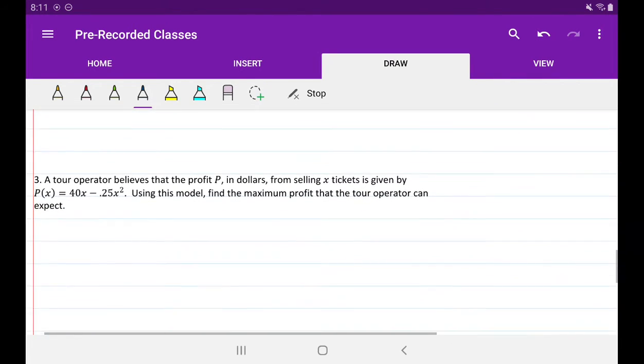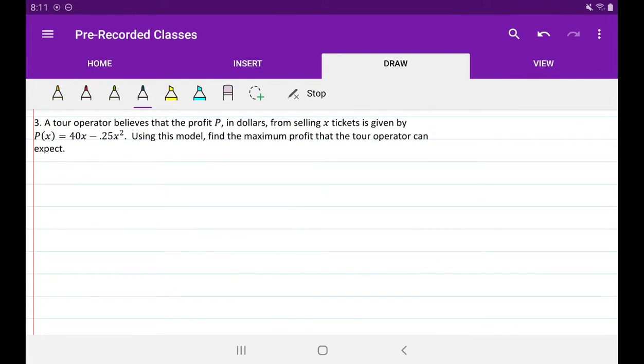So for number 3, a tour operator believes that the profit in dollars from selling x tickets is given by the function P of x is 40x minus 0.25x squared. Using this model, find the max profit that the tour operator can expect. So for this problem, we have to find the max profit, right? So this is the max value. So this is going to be the y-coordinate of the vertex, right? And so to find our y-coordinate, well, the first thing we have to do is find our x-coordinate.